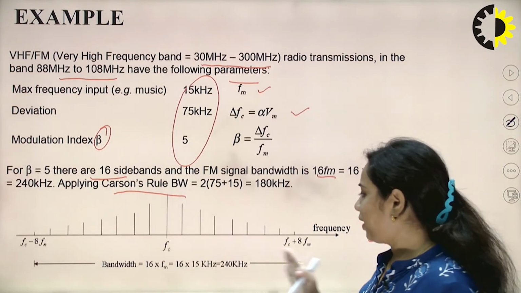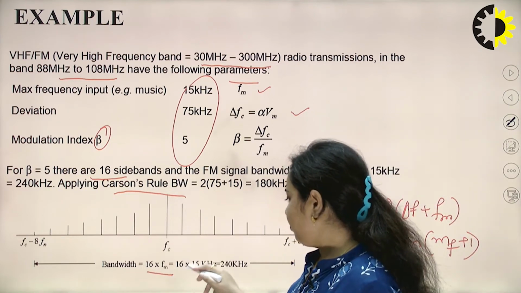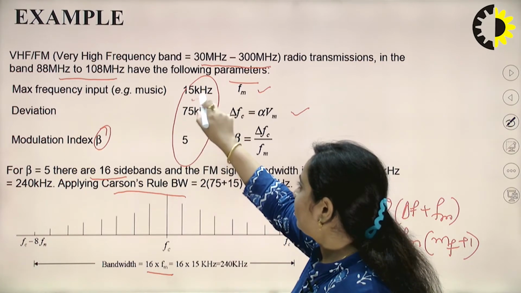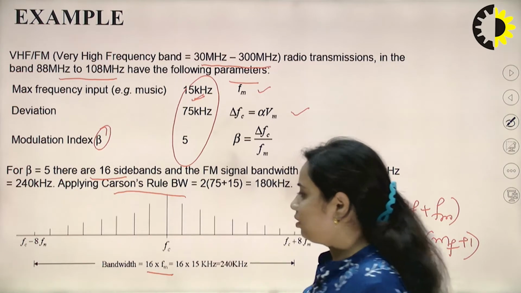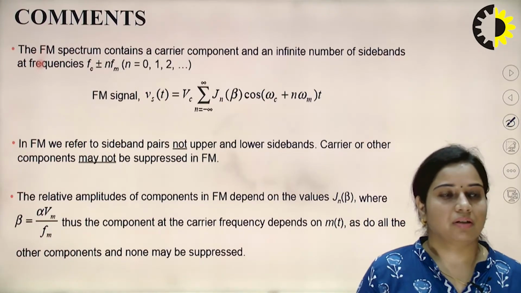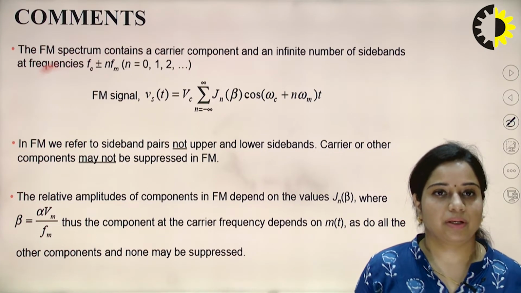Now this is the spectrum that you can plot, whose bandwidth is 16 into fm, which will be equal to 16 into 15 kilohertz, because 15 kilohertz is the bandwidth of the input signal. So this is the spectrum that you can draw for this particular condition. Next are some comments related to this particular numerical.